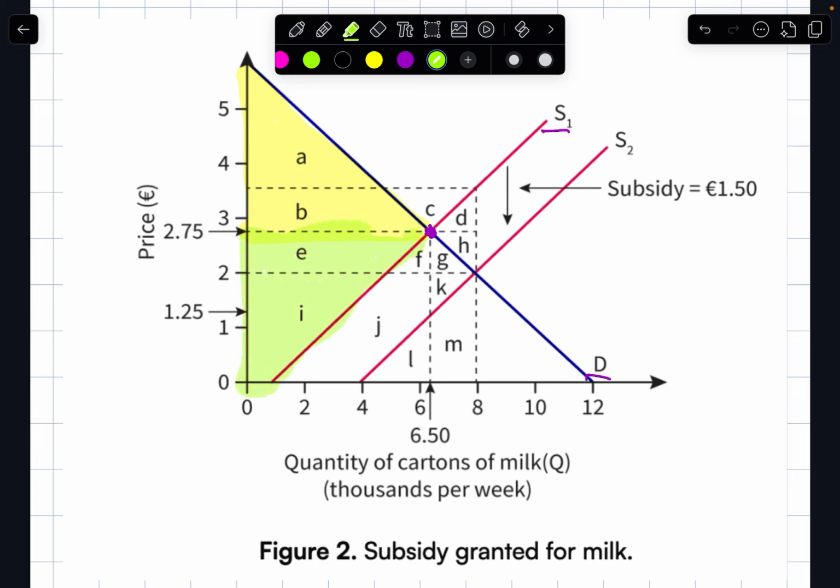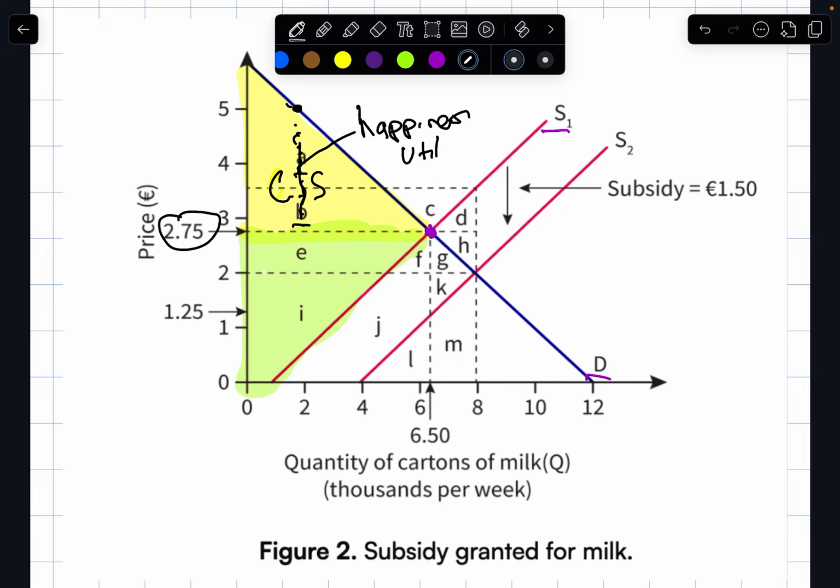Now, what do these areas exactly indicate? We'll start with consumer. So consumer surplus, this area of A and B, indicates people are willing to pay €5, but if they actually only pay 275, this extra bit of happiness, or utility, is shown through the consumer surplus. Or this person here is willing to pay €4, but when they pay 275, this space here, this distance between the actual price and how much they're willing to pay, is again consumer surplus.